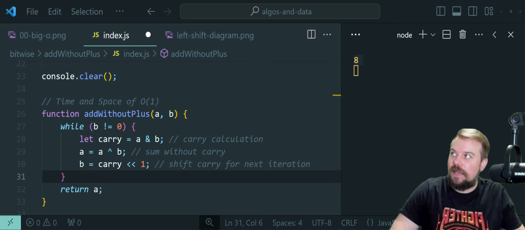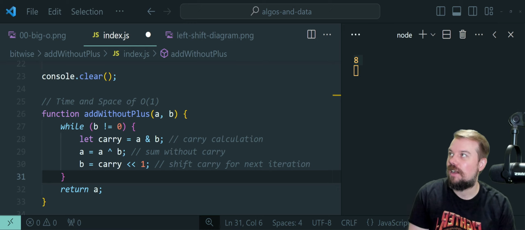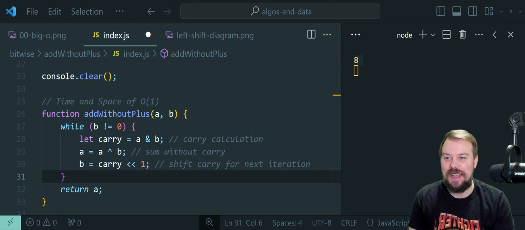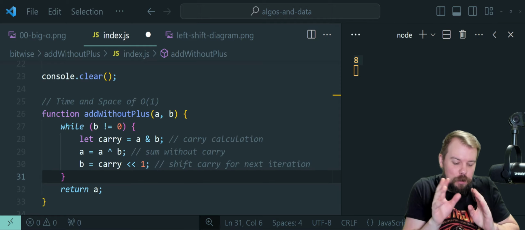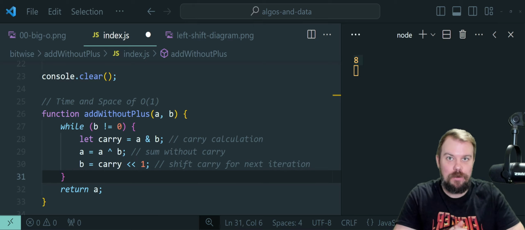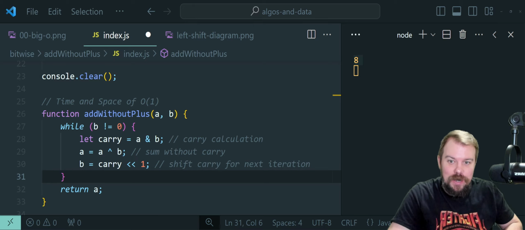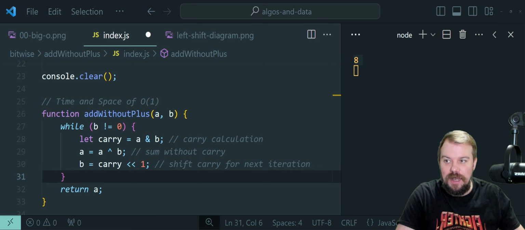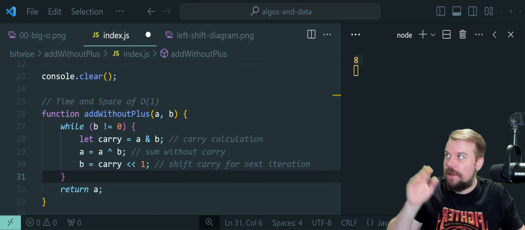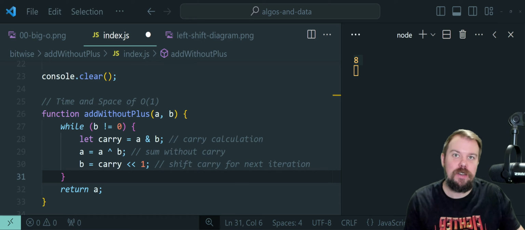So, in terms of why this is cool, come on, just look at it. Don't you feel cool writing this instead of A plus B? It's so much cooler. It highlights that exploring the fundamentals of computing isn't just academic. It reveals exactly how your CPU is working beneath that CPU cooler in your laptop or your desktop that you built. Bitwise operators are these unsung heroes.